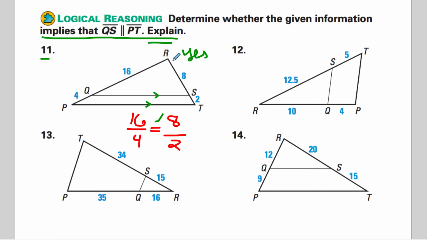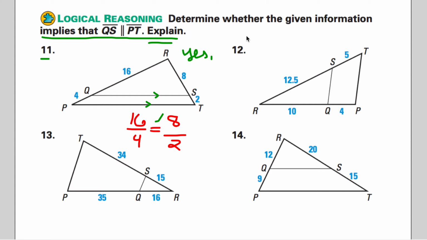Explain. Our explanation here would simply be this. If I go back to theorem 8.5, a line divides 2 sides of the triangle proportionally. So we could come back and say yes, and then your explanation would be something like this line QS divides the sides of that triangle proportionally, and that would be your explanation. Okay, so that's number 11.